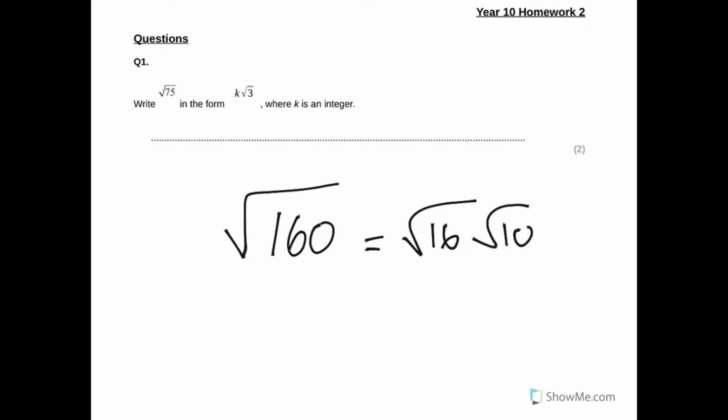And they don't all have root 10 in them, I've just happened to have done that in my examples. Root 16 is 4, so actually I can simplify it to 4 root 10. That's the answer there. Now, it might be useful if I did a third example where it doesn't have root 10 in it, so I'll just rub this out.